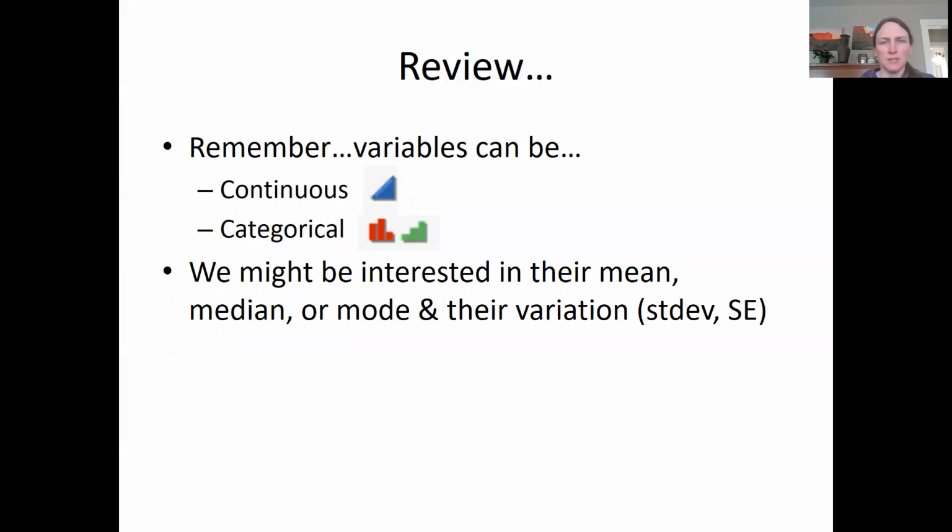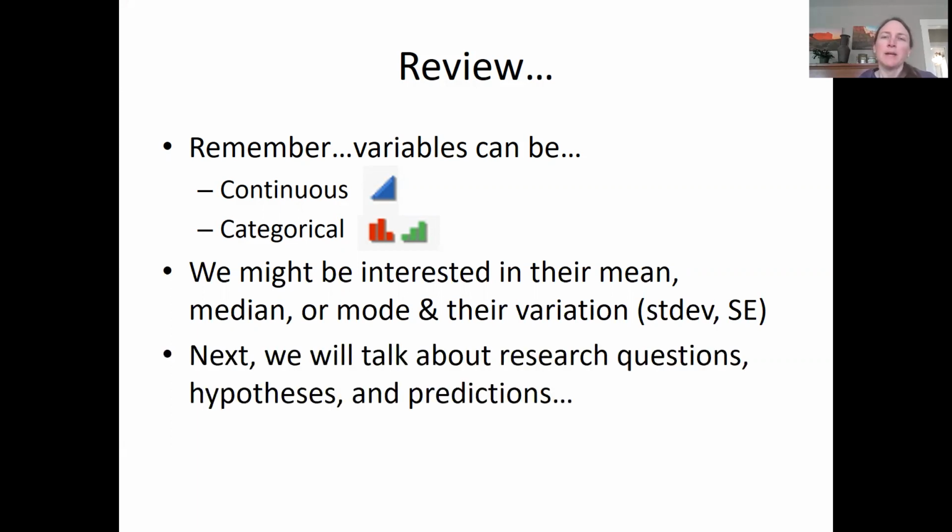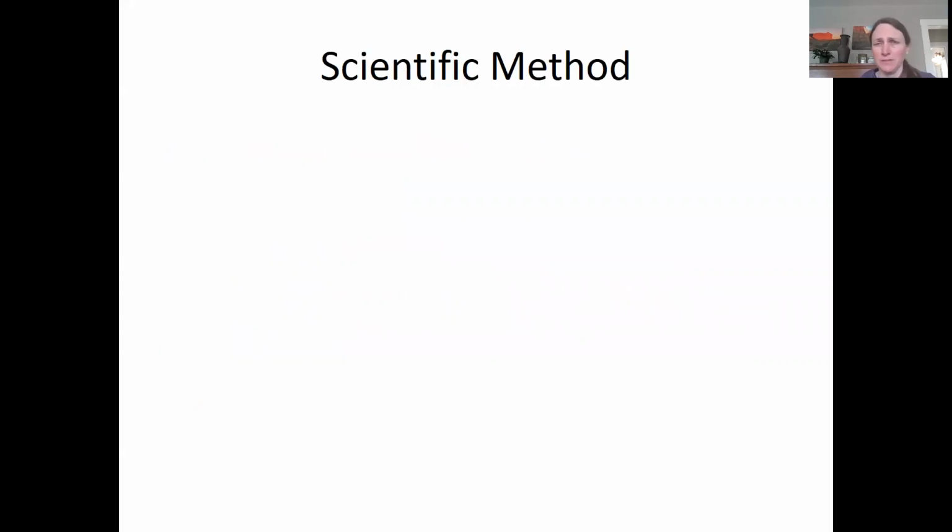So we could be interested in these variables in terms of their means or medians or mode, and we might be interested in their variation in terms of standard deviation and standard error, like you learned about previously. But next we're going to talk about research questions, hypotheses, and predictions, because we're going to start making some statistical tests. So first of all, the scientific method starts with an observation.